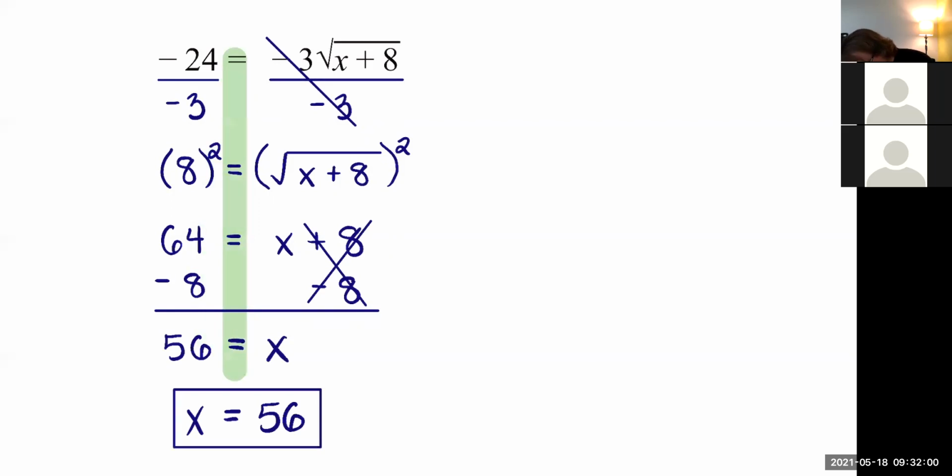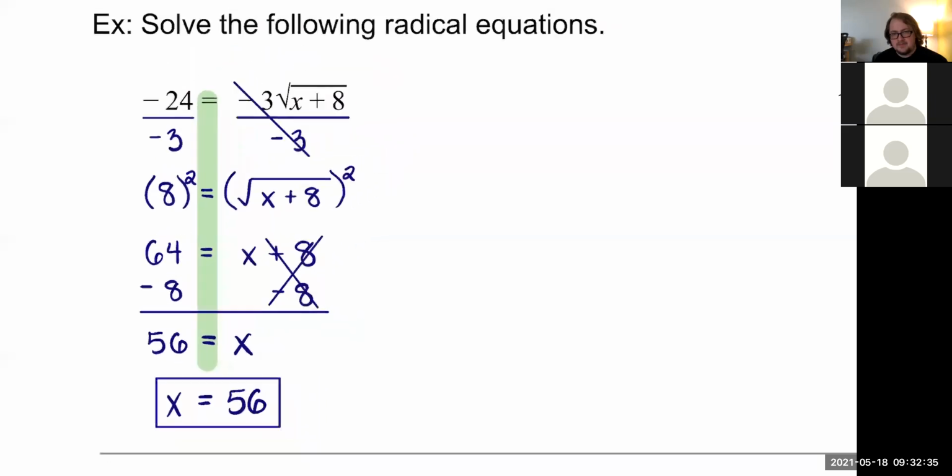We could check that again fairly quickly. If you were to drop that 56 right back in where the x was, what's 56 plus 8? 64. What's the square root of 64? 8. What's 8 times -3? -24. It would result in a true statement. So instead of sitting here trying to pick out numbers off the top of our head to see what would work and what wouldn't, we cut out all the guessing and got straight to the one and only answer. Cool.